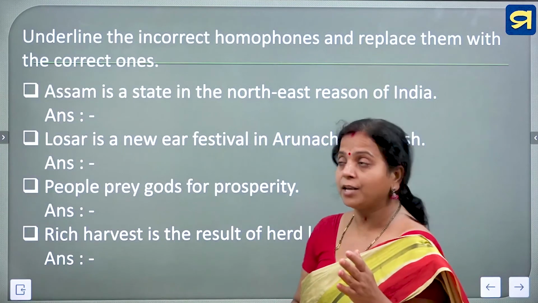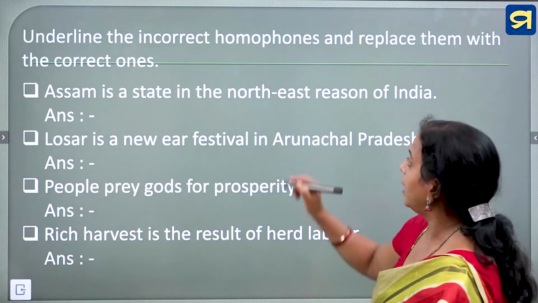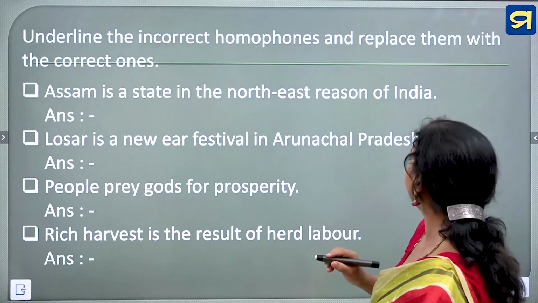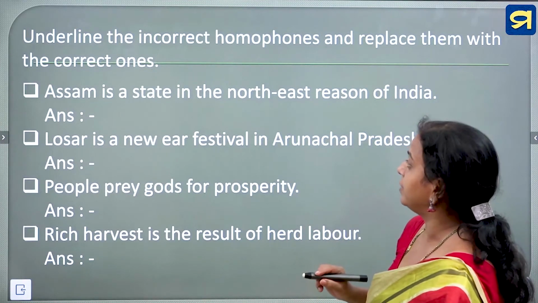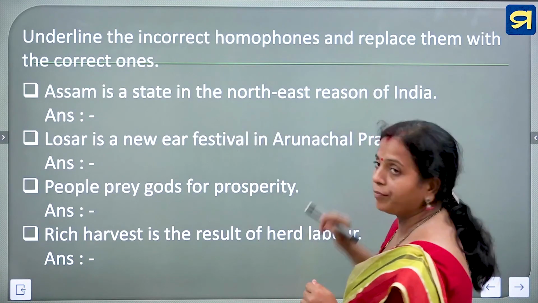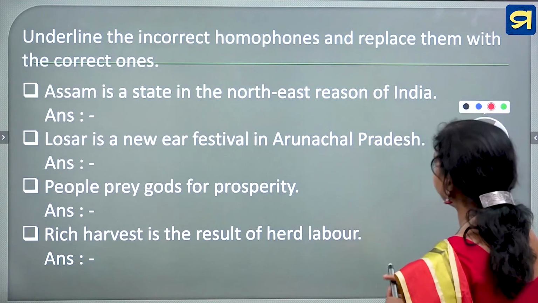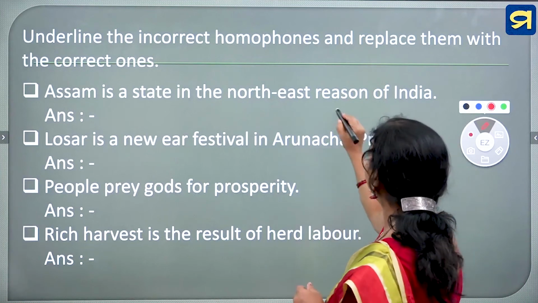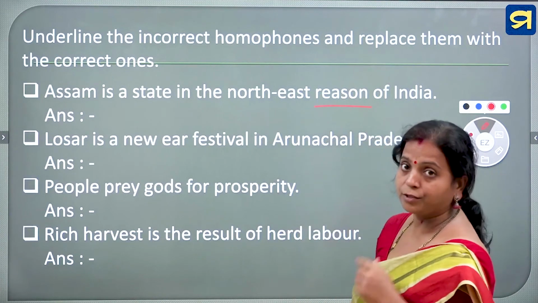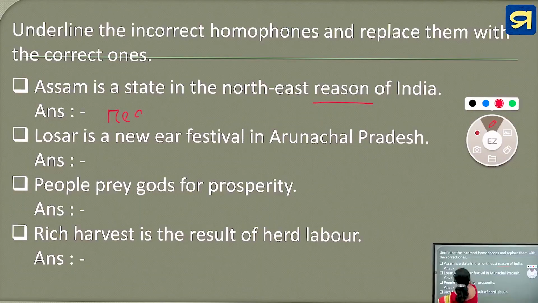Children, let us use some correct homophones in this exercise. Underline the incorrect homophones and replace them with the correct ones. First one, Assam is a state in the northeast region of India. Children, find out which one is the incorrect homophone here. Very good. Region. So what is the correct one? R-E-G-I-O-N. It is also pronounced region.